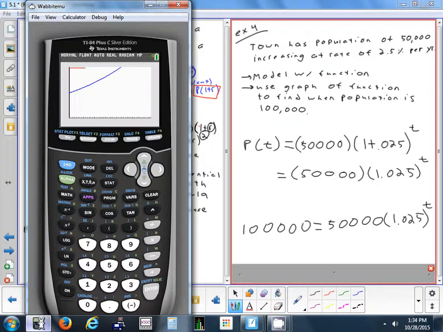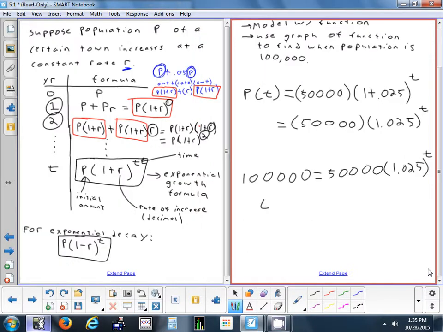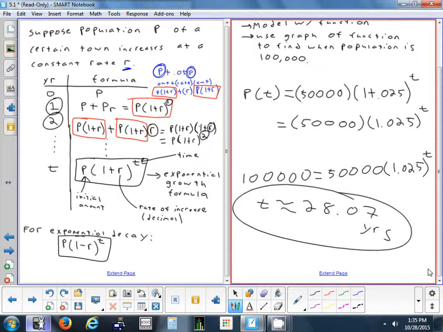Okay, so that's our population going up. Maybe I should have set my Y max a little higher, but I think it's on the screen enough we can get it. And now I got to calculate what? The intersect. Intersect. It's going to take about 28.07 years to reach 100,000 people.